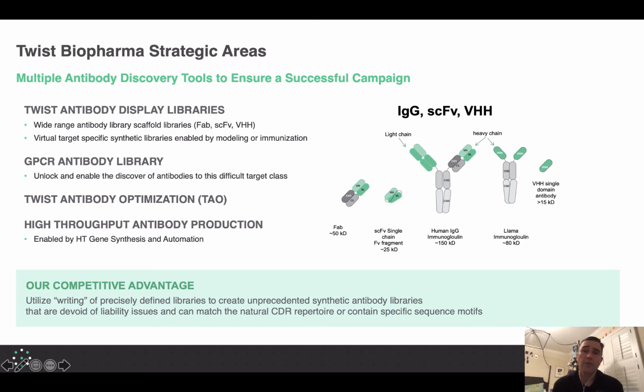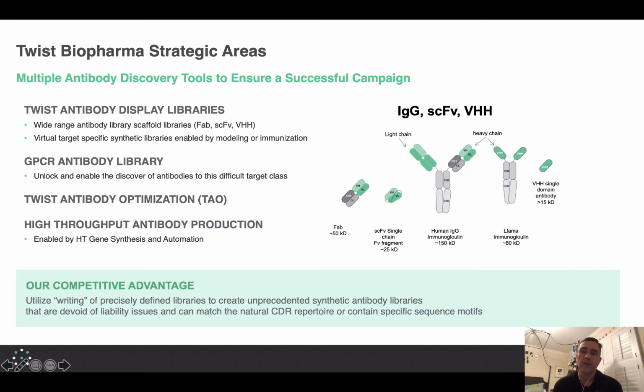Thirdly, we created a whole platform for antibody optimization that we call TAO, which stands for Twist Antibody Optimization. It's our technology where we have some very unique software that has a very large human NGS database as part of it. And we couple that with our library technology I talked about before to create a solution whereby we can optimize antibodies by shuffling natural human diversity in that library technology.